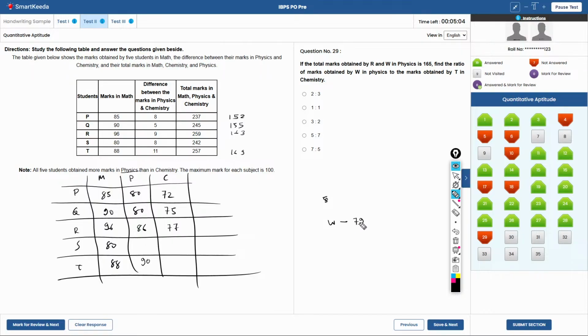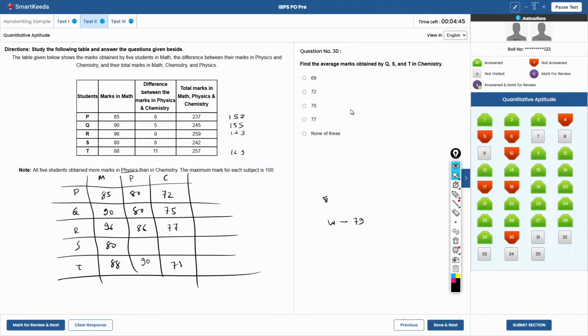I think I did it incorrect. R in physics 86. That's all right. Okay, in chemistry, right? So 11 less, yeah, 79. So 1:1.